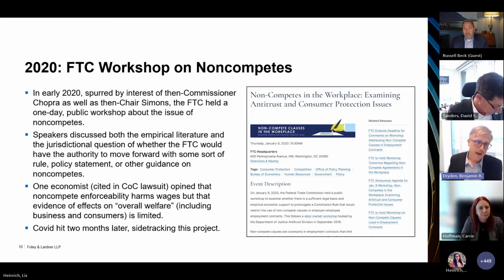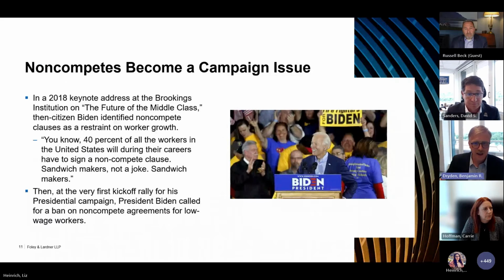Next slide. I won't get political or anything, but another important part of the story is Biden made non-competes a campaign issue. He identified them in a keynote address to the Brookings Institution in 2018. And then, truly, at his very first campaign kickoff rally, he called for a ban on non-compete agreements for low-wage workers. So that this became a campaign issue.